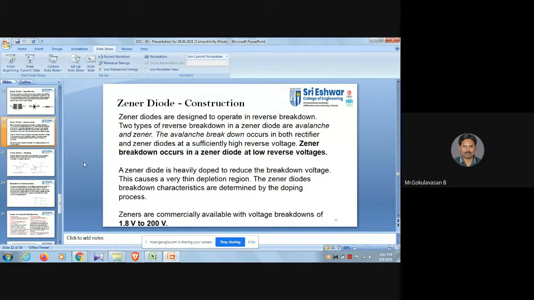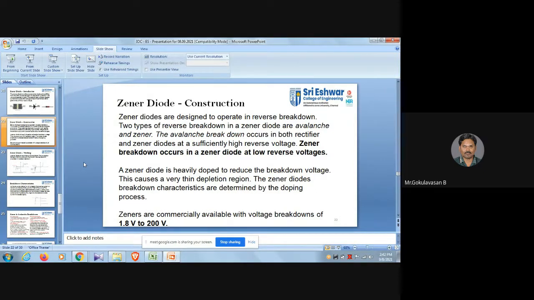Zener diodes are designed to operate in reverse breakdown. We know that already. Two types of reverse breakdown in a Zener diode are avalanche breakdown and Zener breakdown. The avalanche breakdown occurs in both the PN junction diode or rectifier diode and Zener diodes at sufficiently high reverse voltages. Zener breakdown occurs in a Zener diode only at low reverse voltages. This is a very important difference. Avalanche breakdown will occur in both diodes at high reverse voltages, but in a Zener diode at low reverse voltages it will occur, and it will only appear in Zener diodes, not in PN junction diodes.